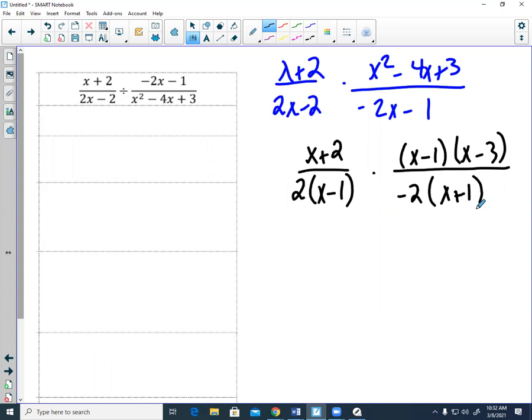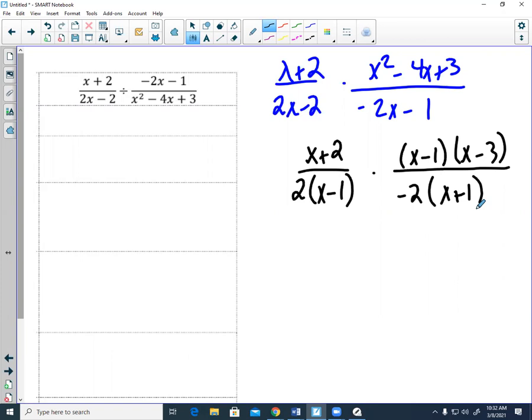Now, right now, I'm at the point where I can start canceling. Before I cancel, I want to find what x can't equal. So I want to find that thing at the very bottom. There are 3 spots for me to check. Why is there x plus 1?